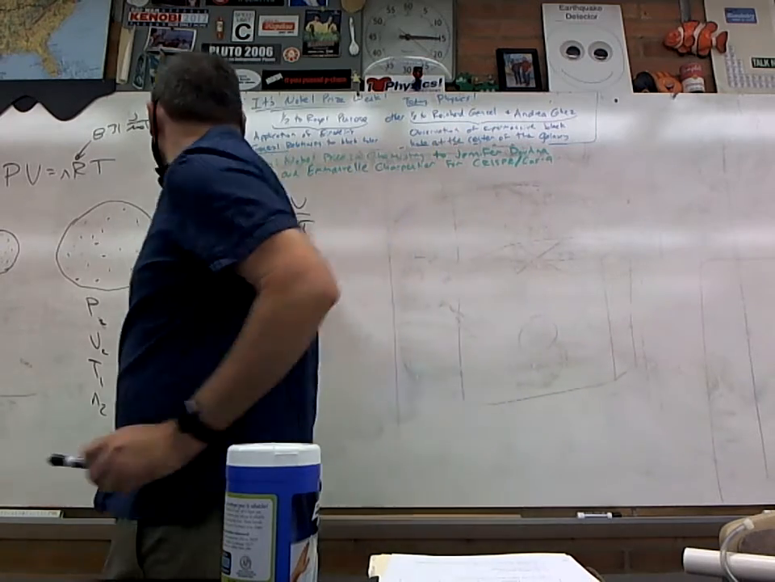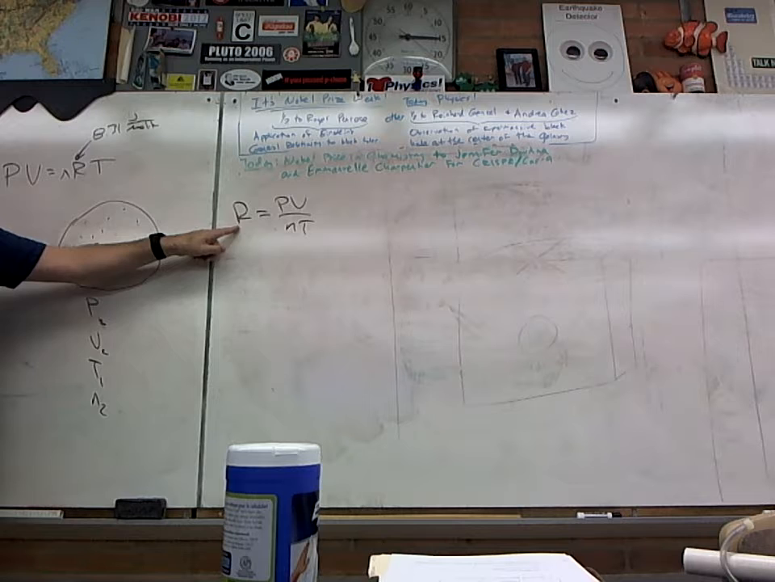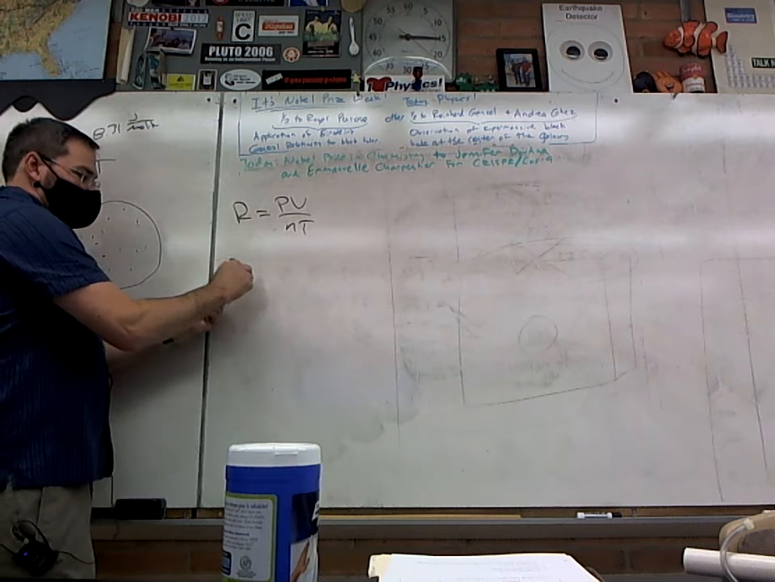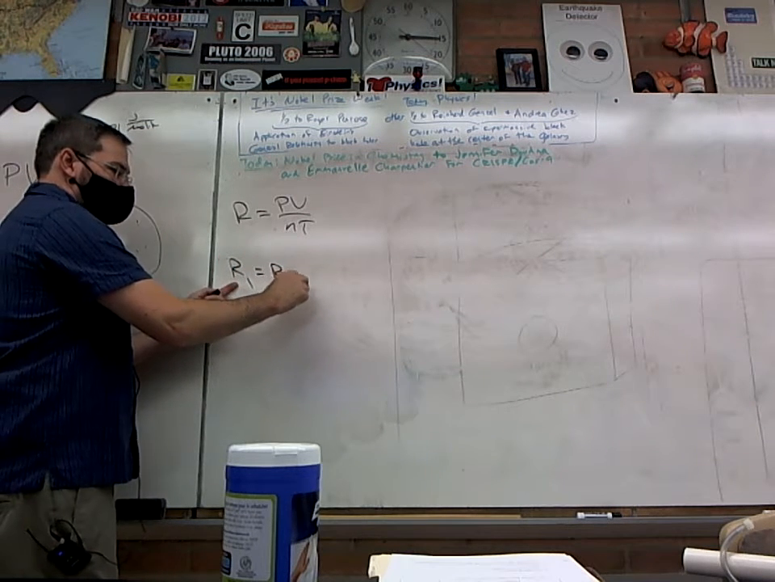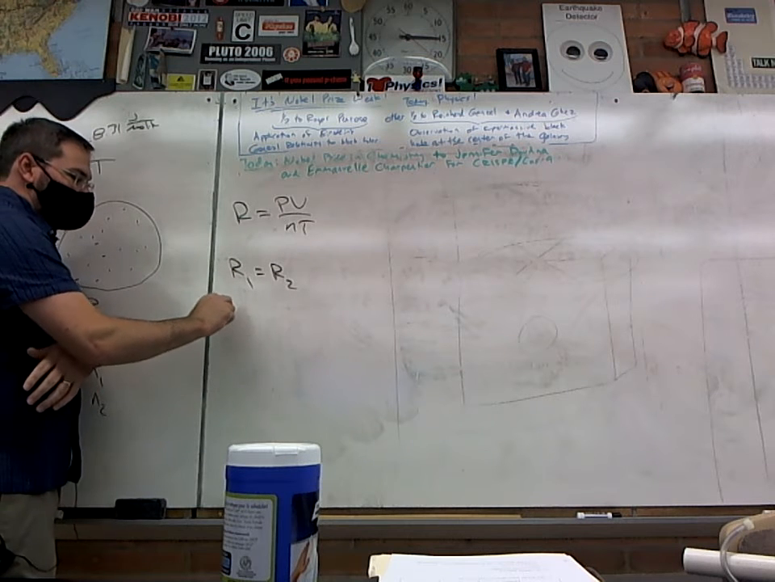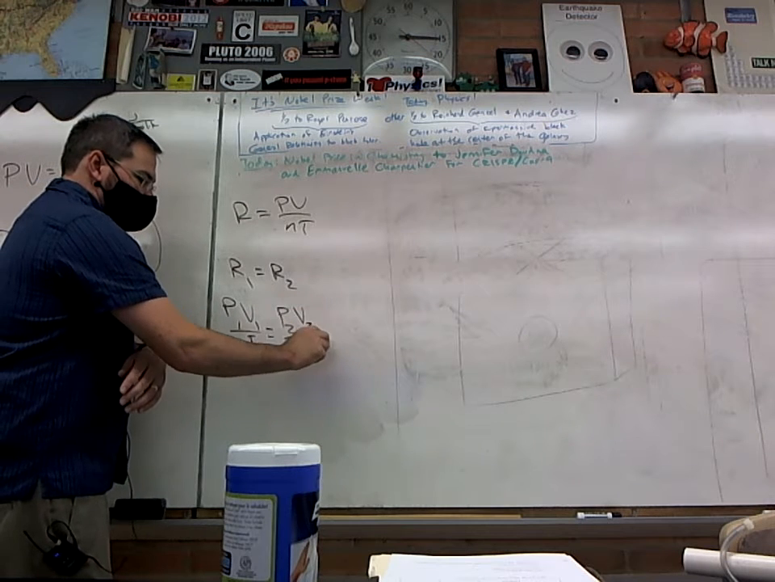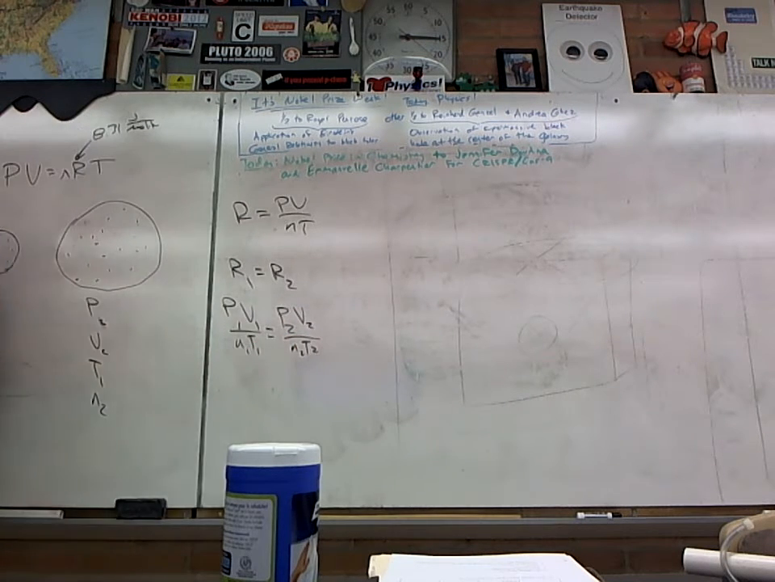What's up? All right, so because R is a constant, no matter whether it's the initial condition or the final condition, you can say that PV over NT for this condition is the same as PV over NT for that condition. In other words, if the initial ideal gas constant is the same as the final ideal gas constant, which it has to be, then what must be true is that P1 V1 over N1 T1 must equal P2 V2 over N2 T2.